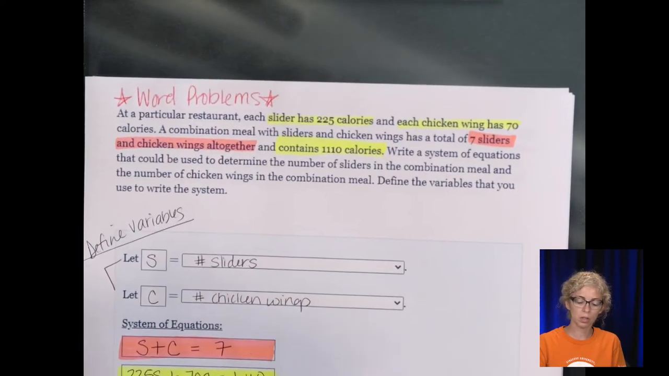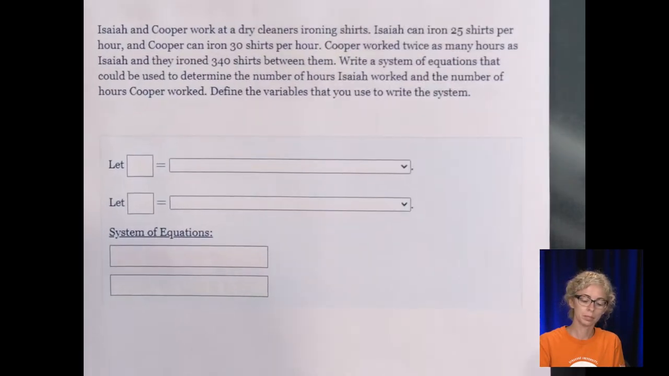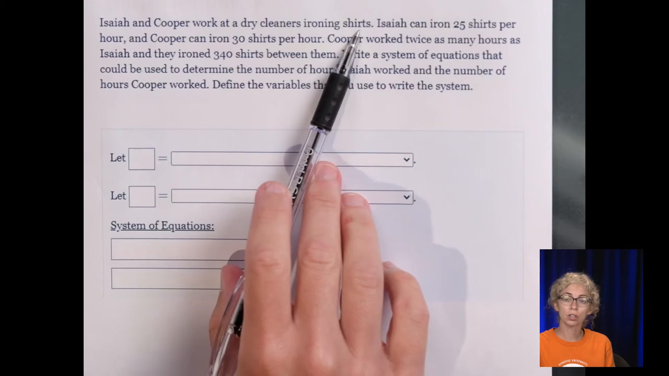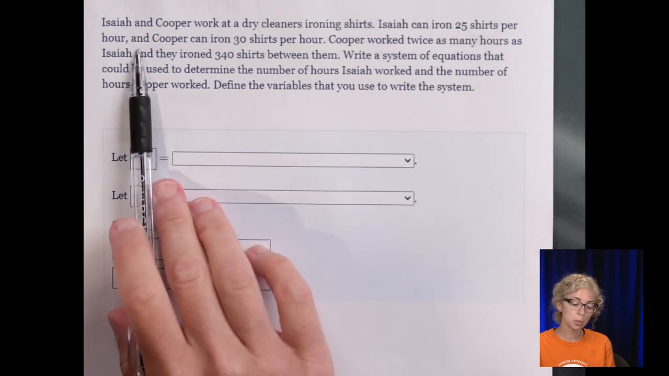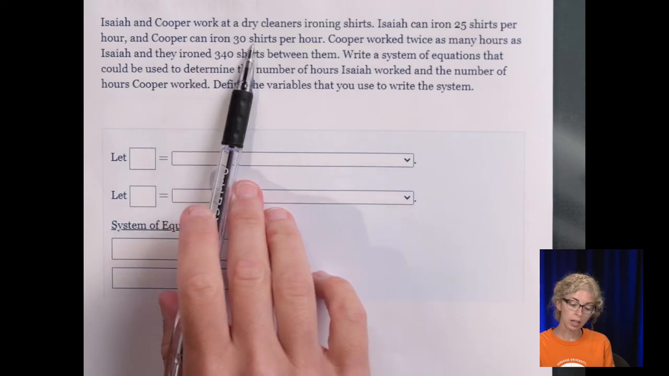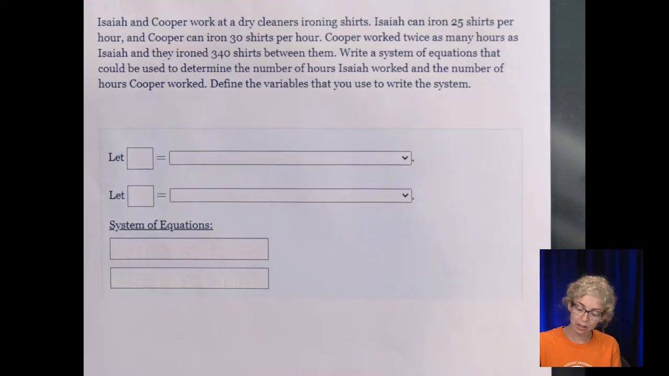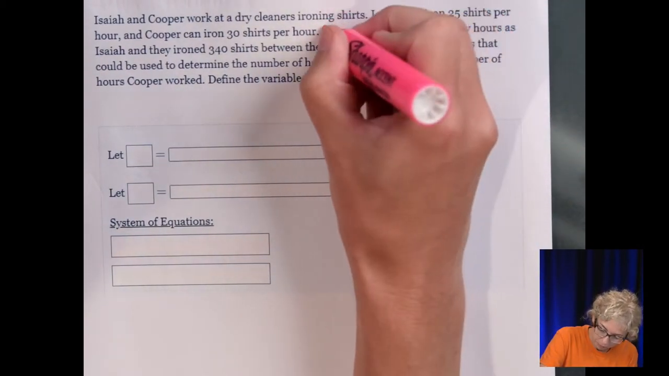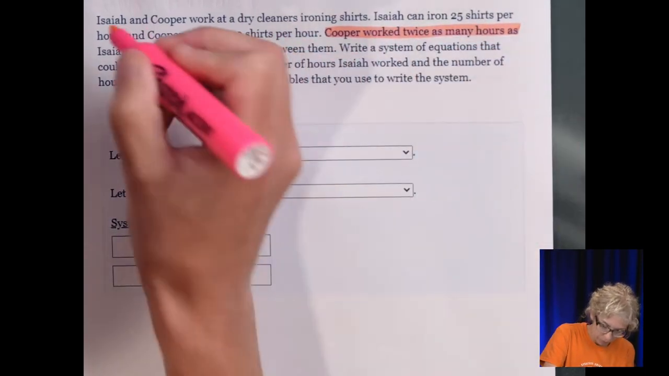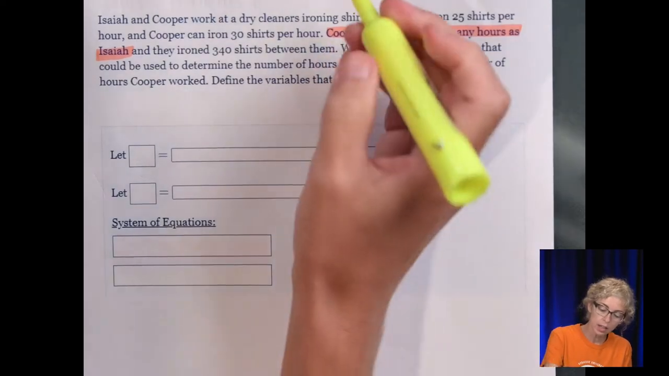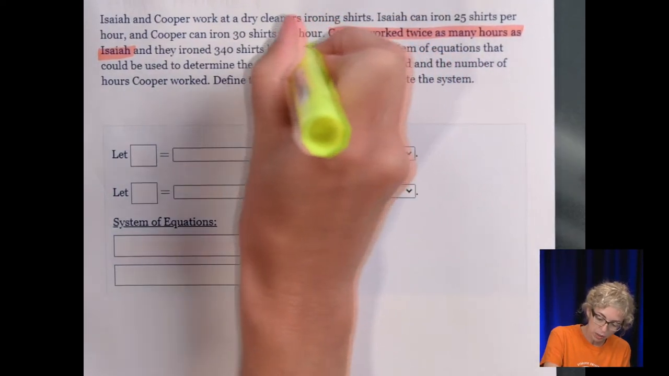I'm gonna keep the pace moving because I don't want this video to get too long, which it can with word problems. All right, the second one. So Isaiah and Cooper work at a dry cleaner's ironing shirts. Isaiah can iron 25 shirts per hour and Cooper can iron 30 shirts per hour. Cooper worked twice as many hours as Isaiah, so that's important. And together, they ironed 340 shirts between them.